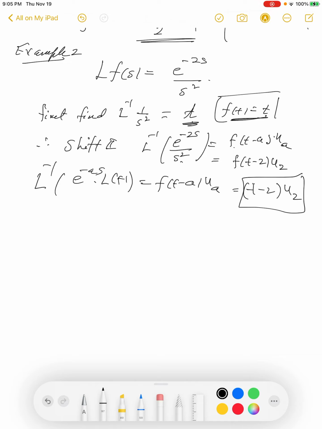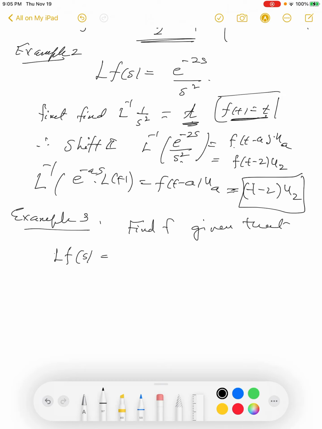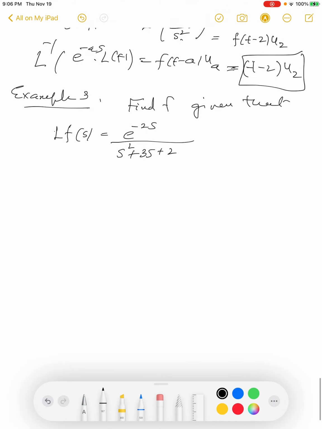Good. So I've written it a bit sloppily, but let me do one more and then I will write it more properly. So let's find f given that LF of s is e to the minus 2s over s square plus 3s plus 2. Again, you ignore the exponential factor and find the function whose Laplace transform is the remaining part. So first find L inverse of 1 over s square plus 3s plus 2. This will give you f.